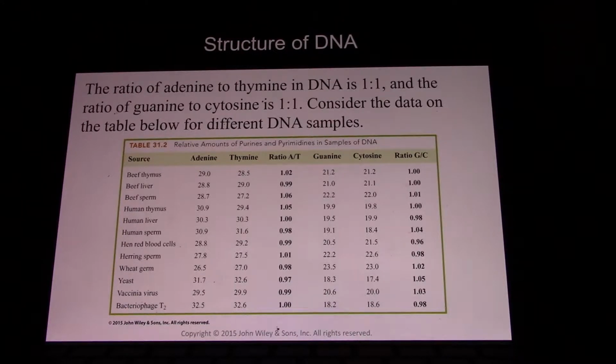And so in all DNA, regardless of species, because here we have beef thymus, liver, beef sperm, human thymus, human liver, red blood cells, herring sperm, wheat germ, yeast, it's always a 1:1 ratio. A always pairs with T. T always pairs with A. C always pairs with G. G always pairs with C.